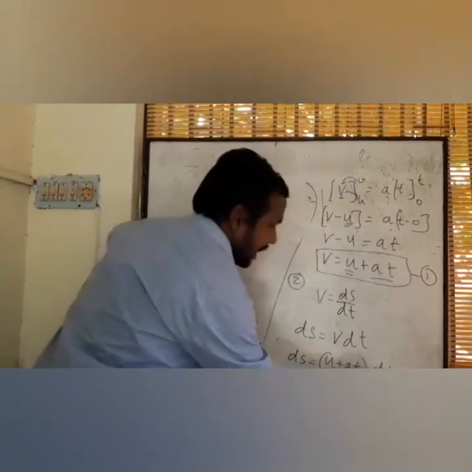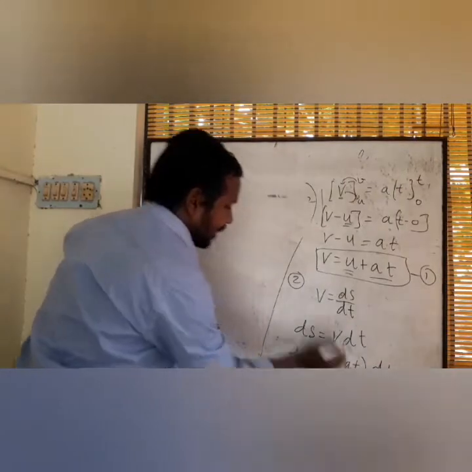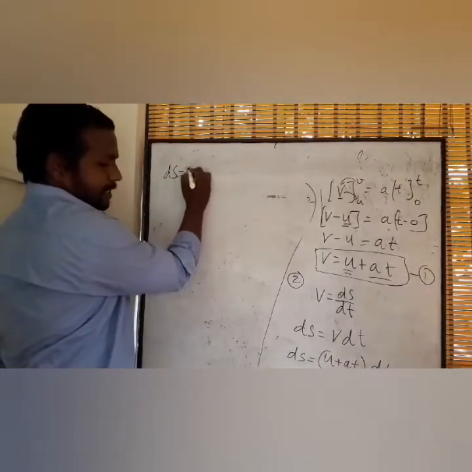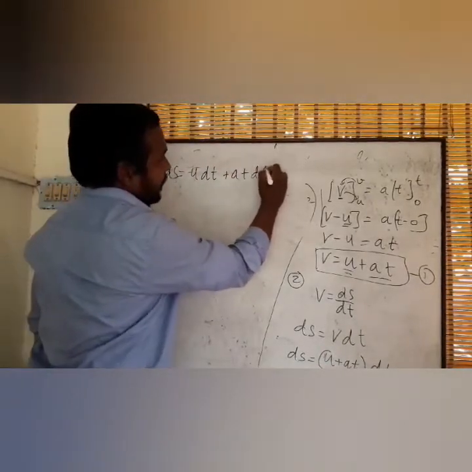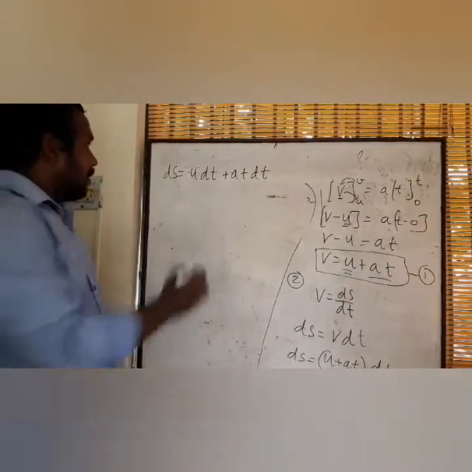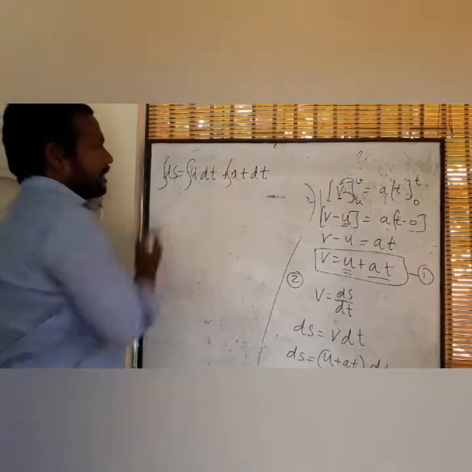So this t I am bringing into this equation. Okay, so we will get ds = u dt + a t dt. Now integrate on both sides.